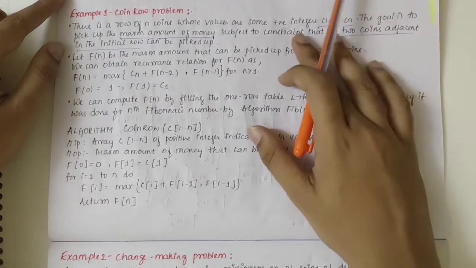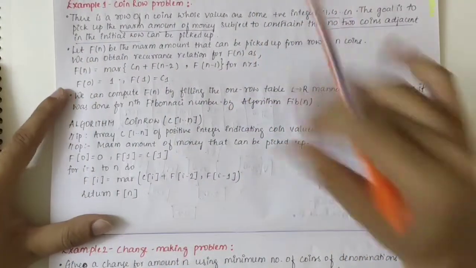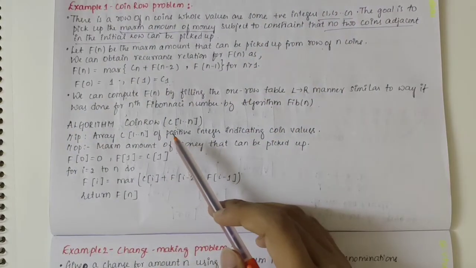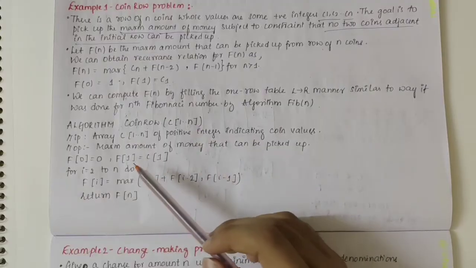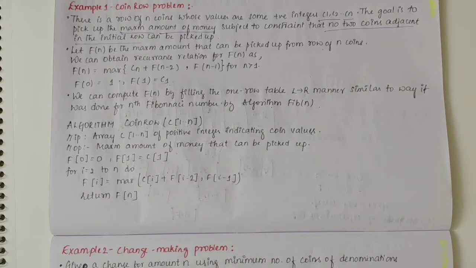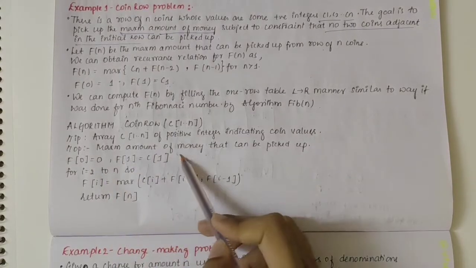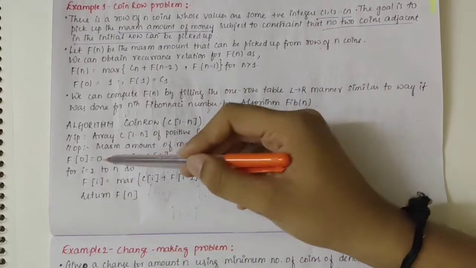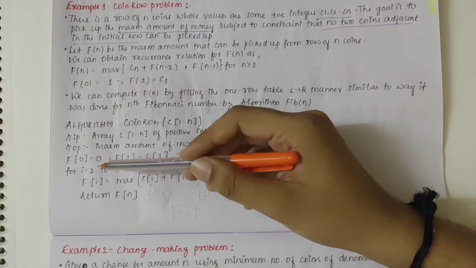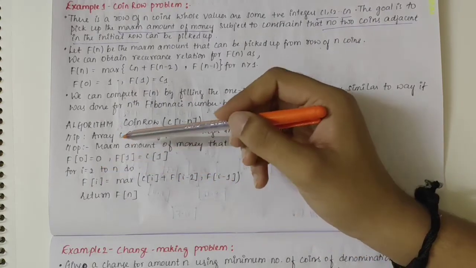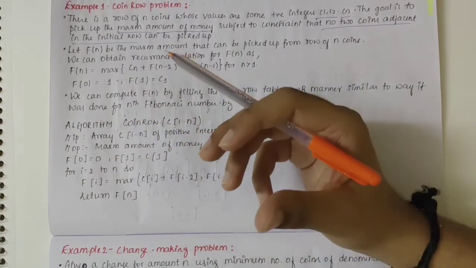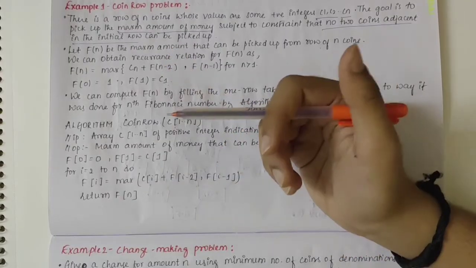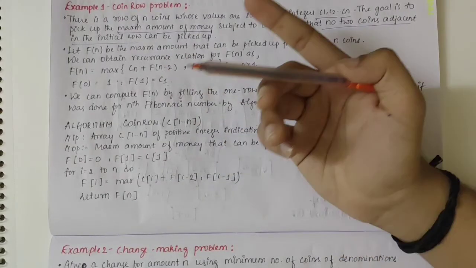We have seen the algorithm, right? So looking at the algorithm here, algorithm coin row. Here C of 1 to n is an array of positive integers indicating the coin values. Then we have the output, that is the maximum amount of money that can be picked. So initially we are taking f of 0 as 0 and f of 1 as c of 1. F of 0 is 0 initializes the base case of the f array. Here f of 0 is set to 0 because there are no coins to pick. Initially there are no coins to pick, right?